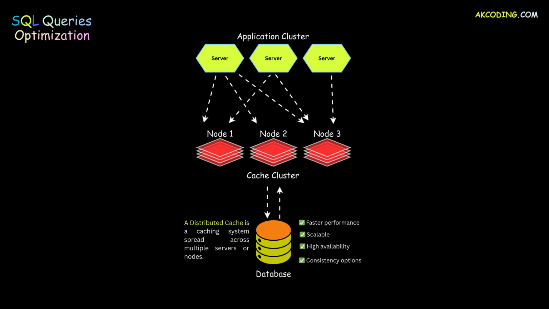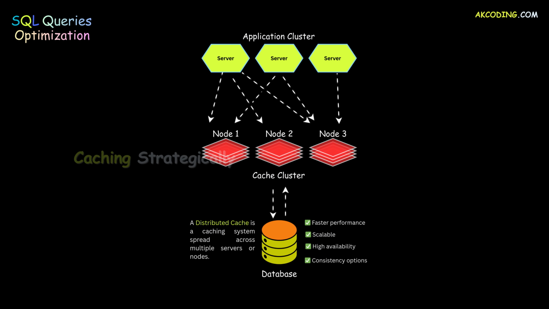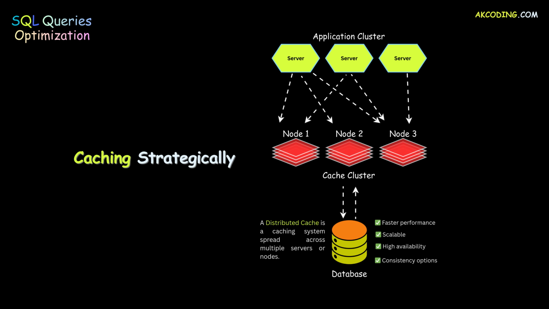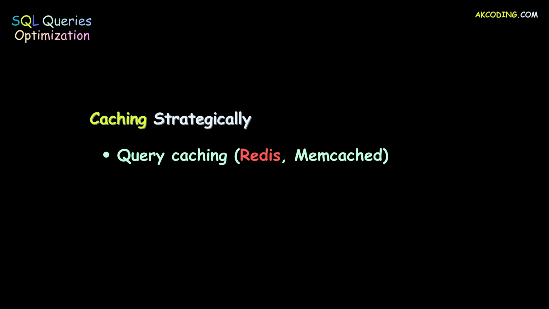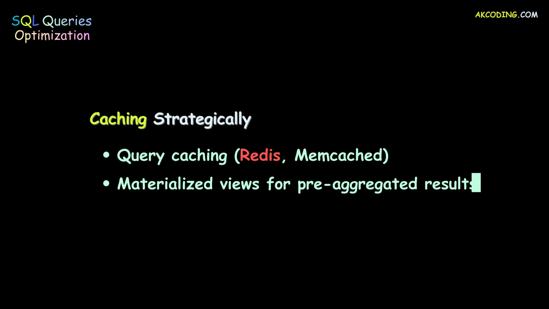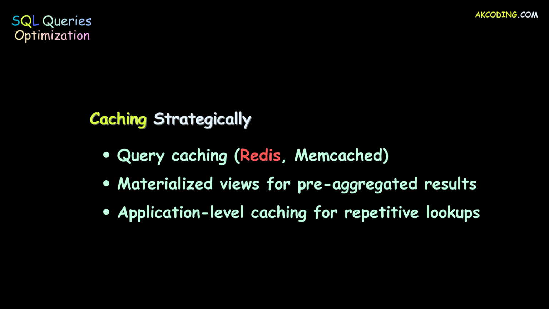Apart from database query optimizations, you can use caching strategies. Not every query needs to hit your database. You can use query caching like Redis or Memcached, materialized views for pre-aggregated results, and application-level caching for repetitive lookups.